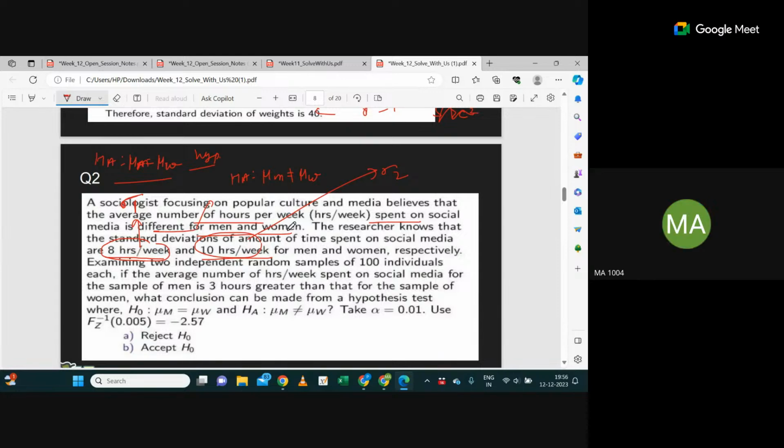Suppose the statement is that the average number of hours per week spent on social media is more for men than for women. Then I will say mu m is greater than mu w. Not equal to means you don't know whether it's exactly greater or less. It simply means it's different.